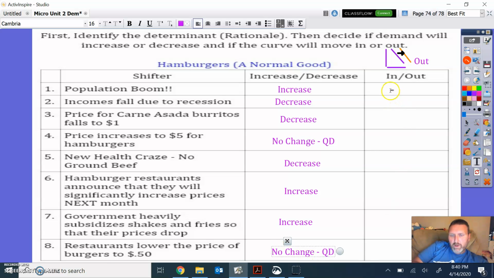So when we come over here, when it's an increase, it's an out. When it's a decrease, it's an in. And if there's no change, you don't move the demand curve, okay? Hopefully that made sense.